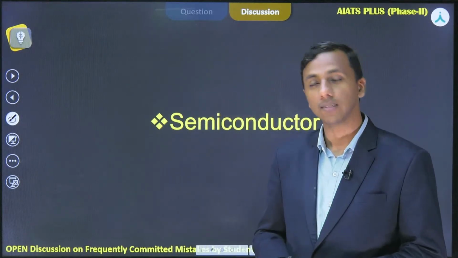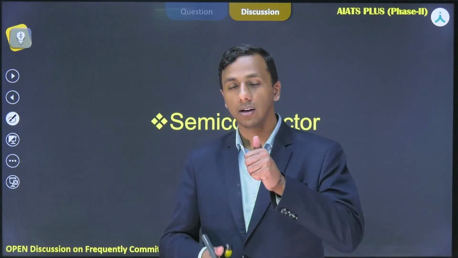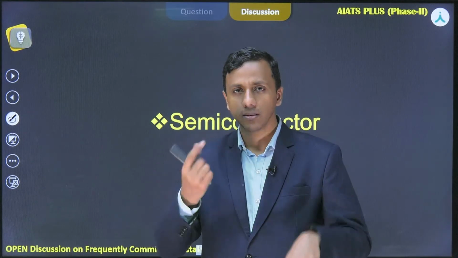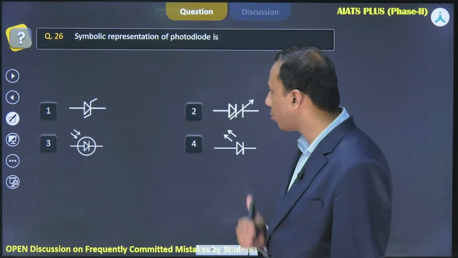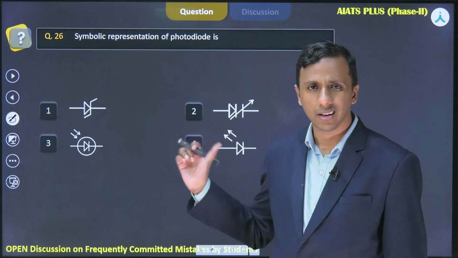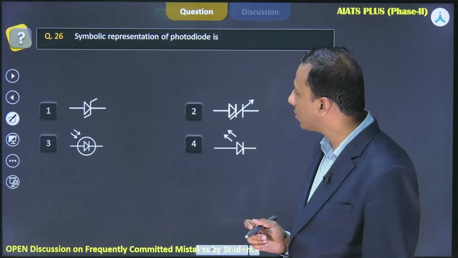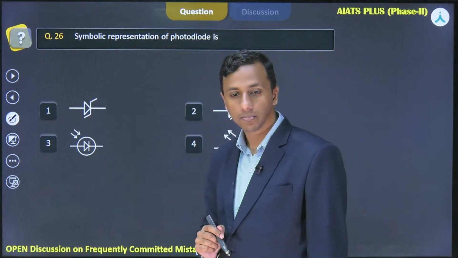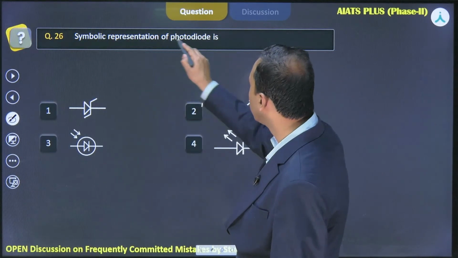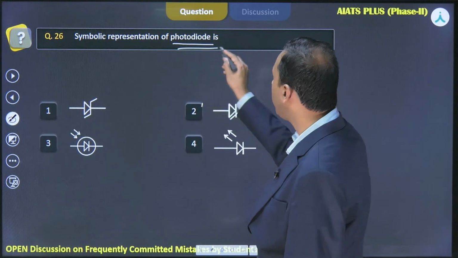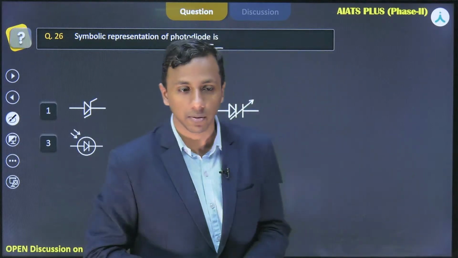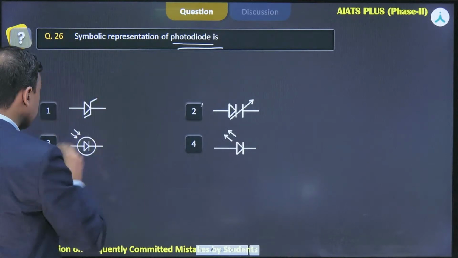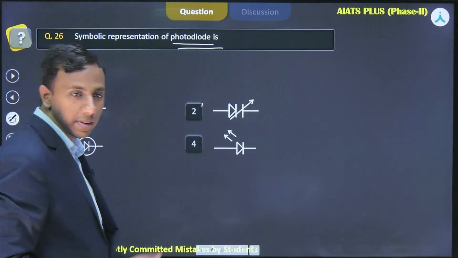Semiconductor. Last time I remember we had done one good question on semiconductor as a circuit, forward bias, reverse bias circuit. So today let's see, it's a pretty simple basic question. See here, symbolic representation of photodiode they are asking. Obviously this should be very simple, because the answer lies in the option itself. They have shown the hint as well.